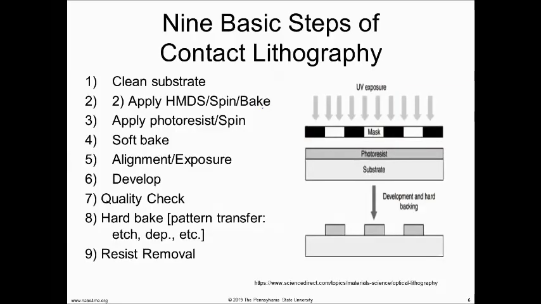So these are the 9 basic steps of lithography. Again, here's a picture on the side to give us a dynamic picture in our mind that this is a flow, a process flow. What we're going to do is clean the substrate, and then apply something called HMDS, spin that on, and then do a bake.